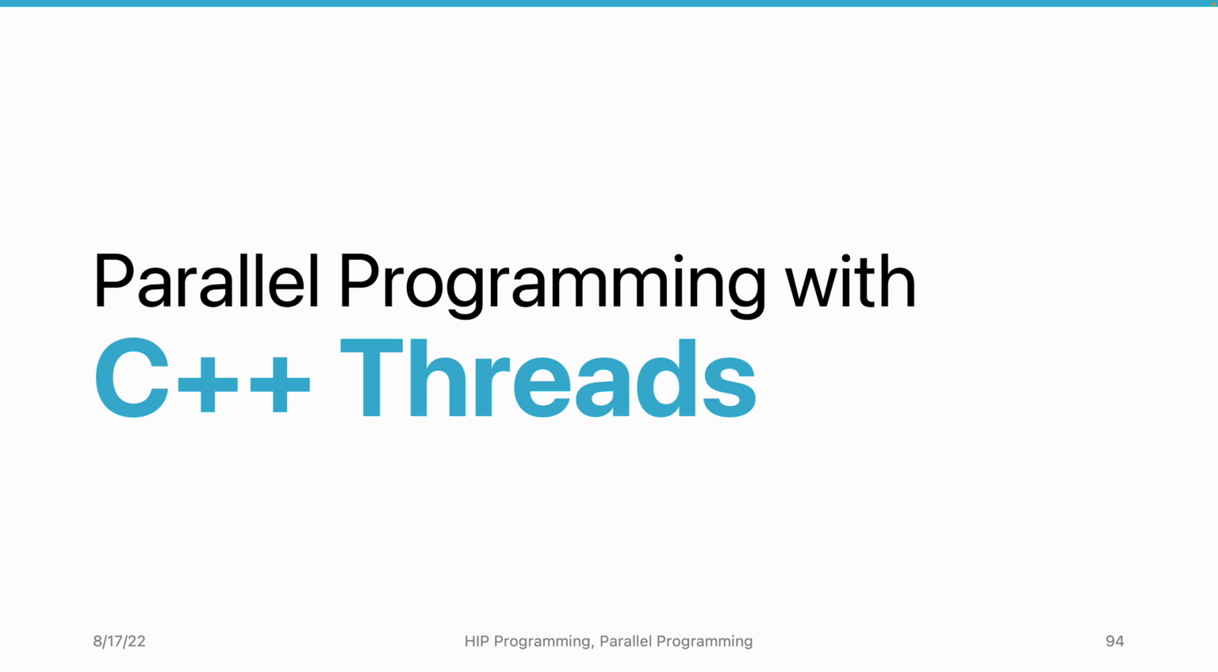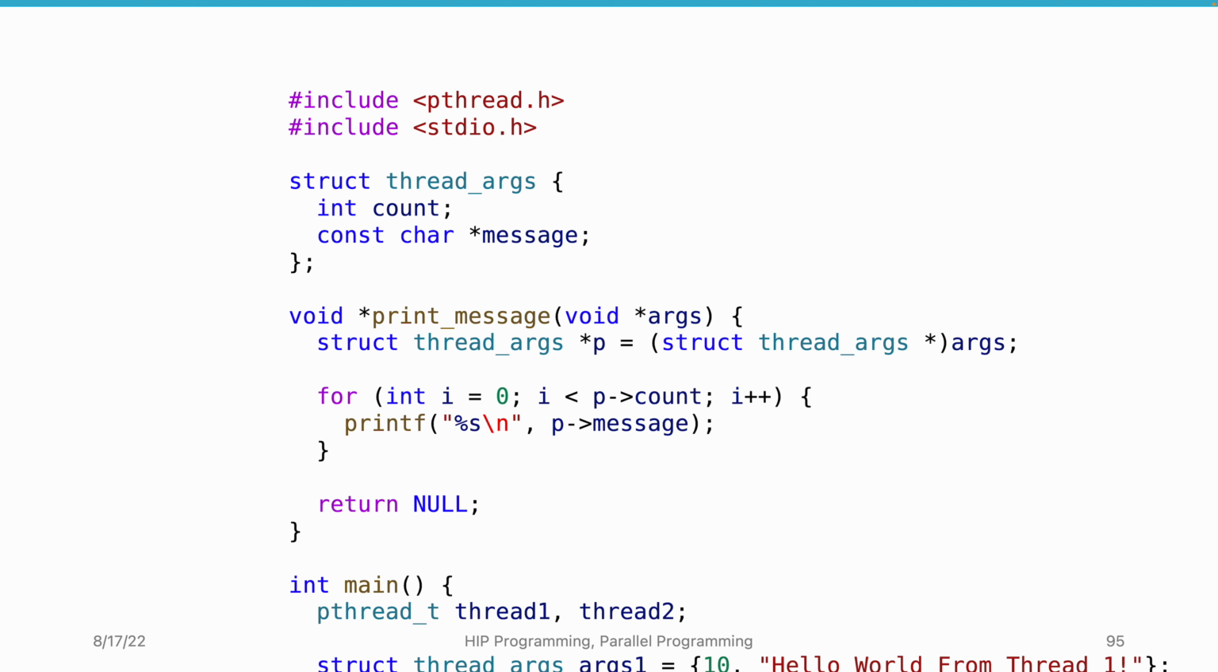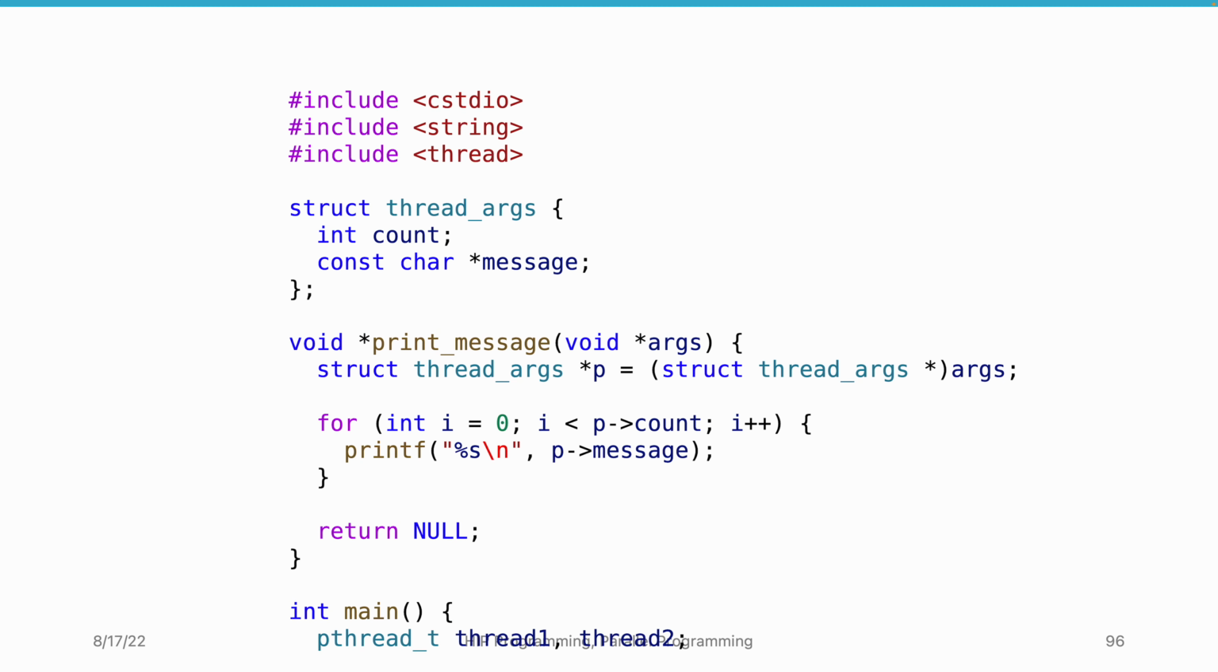Let's show the C++ thread API with the same message printing example, starting from the original pthread implementation. The first thing we change is the include files. stdio.h is changed to the C++ style cstdio. pthread.h is changed to thread. Later, since we use the C++ strings, we also include strings.